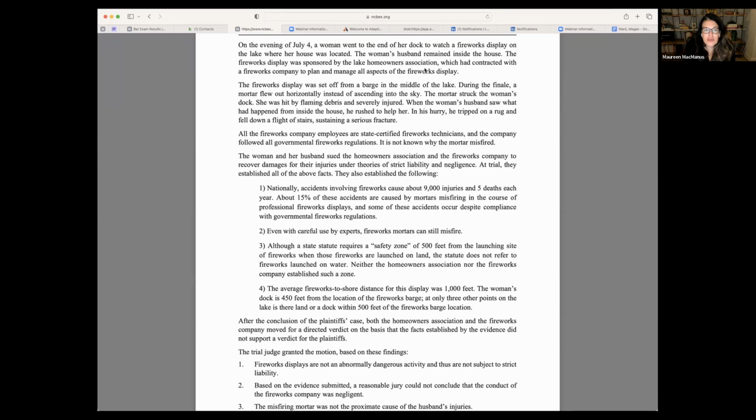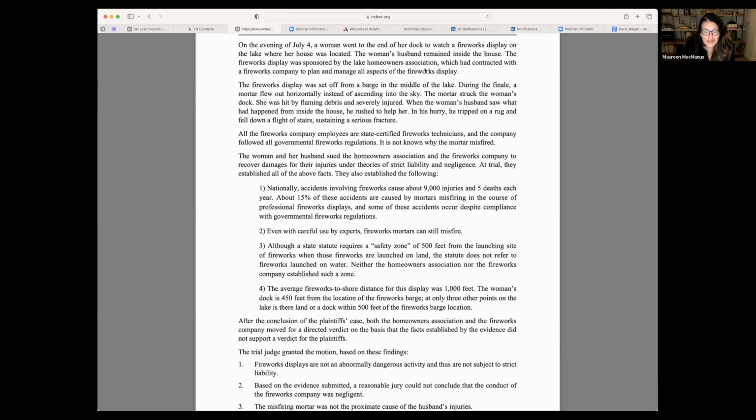The mortar struck the woman's dock. She was hit by flaming debris and severely injured. When the woman's husband saw what had happened from inside the house, he rushed to help her. So he's a rescuer, which they're always foreseeable. In his hurry, he tripped on a rug and fell down a flight of stairs, sustaining a serious fracture.